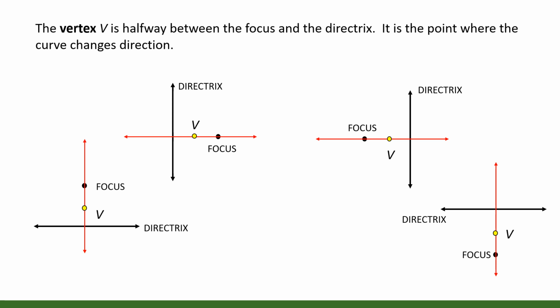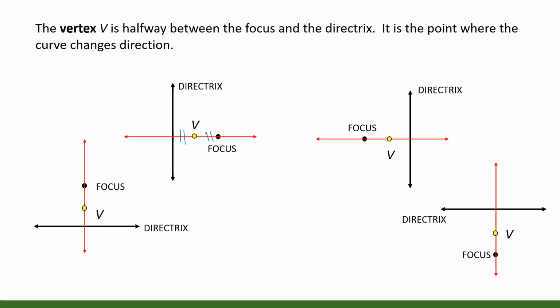Ibig sabihin, vertex. Since the vertex is halfway between the focus and the directrix, we can say therefore that the distance of a vertex to a focus is equivalent to the distance of a vertex to a directrix. So, ibig sabihin, congruent yung dalawa. Yung distance of a vertex to a focus is the same or equivalent to the distance of a vertex to a directrix.